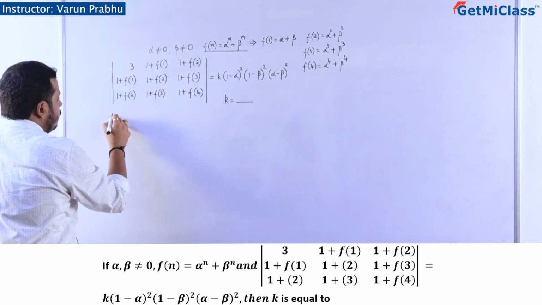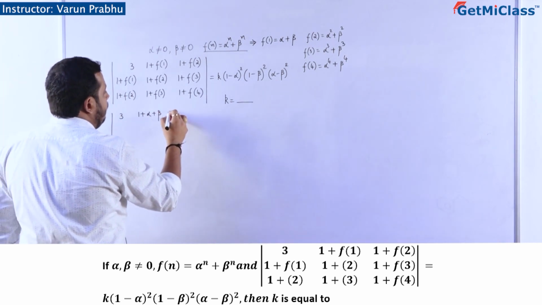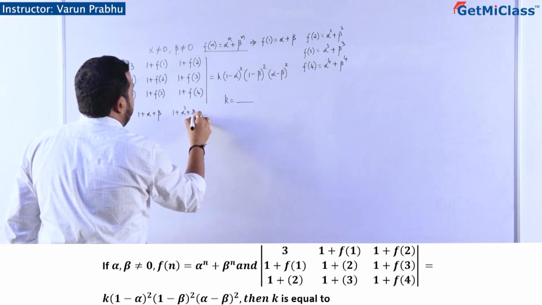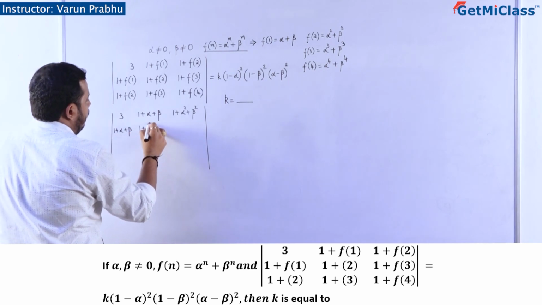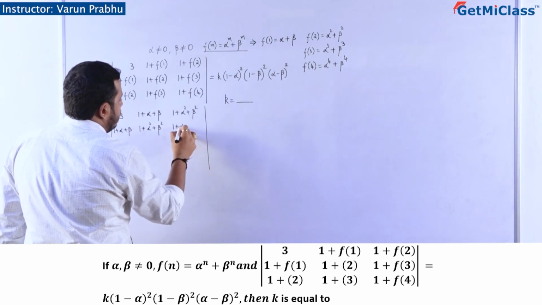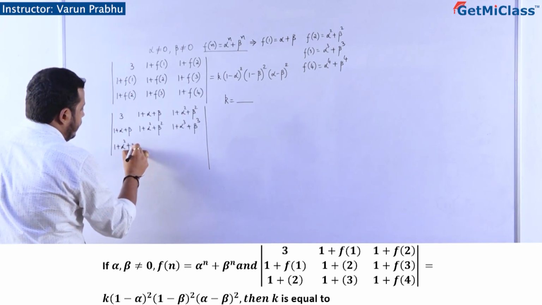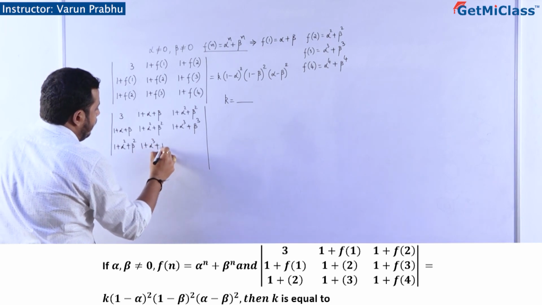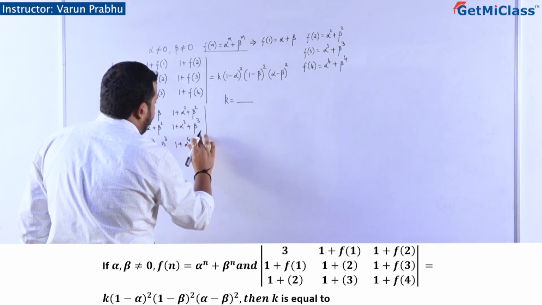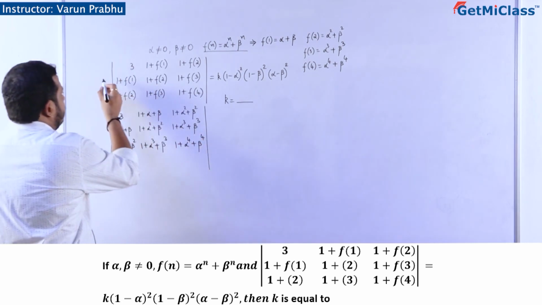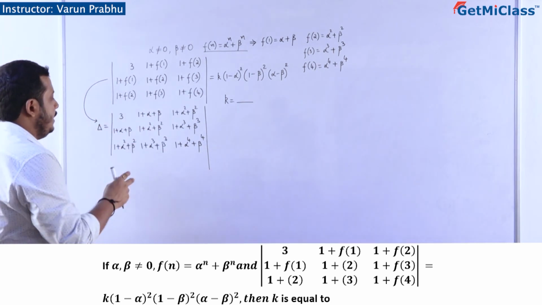So if you now see how to write this, I can write this as 3, 1 plus alpha plus beta, 1 plus alpha square plus beta square, and 1 plus alpha plus beta, 1 plus alpha square plus beta square, 1 plus alpha cube plus beta cube, and then 1 plus alpha square plus beta square, 1 plus alpha cube plus beta cube, and 1 plus alpha to the power 4 plus beta to the power 4. Let us concentrate only on this part now. We will call this delta. After that we can compare on both sides.